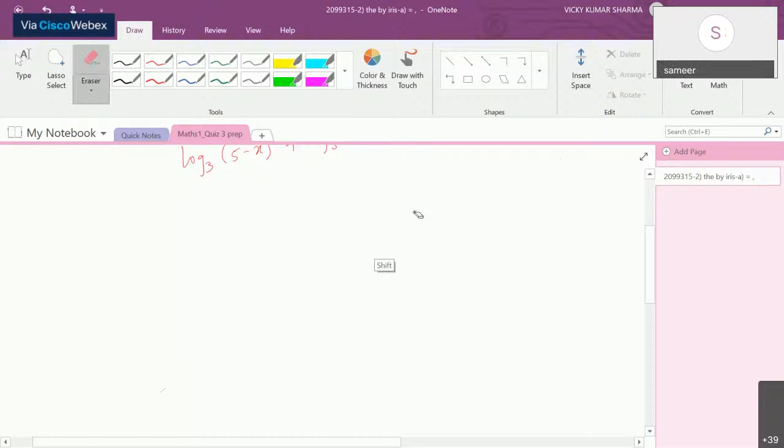Sir, how to draw the graph of log x plus 1 upon log x? So you have log x plus 1 upon log x, is it? This whole thing, right? Yes. Okay.